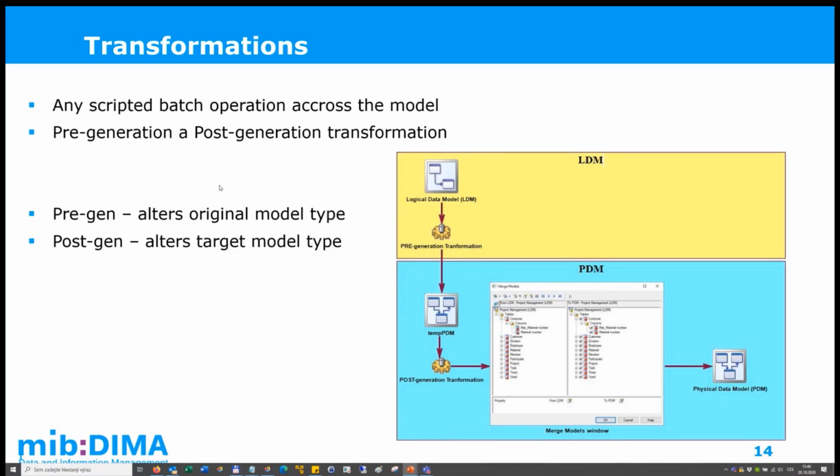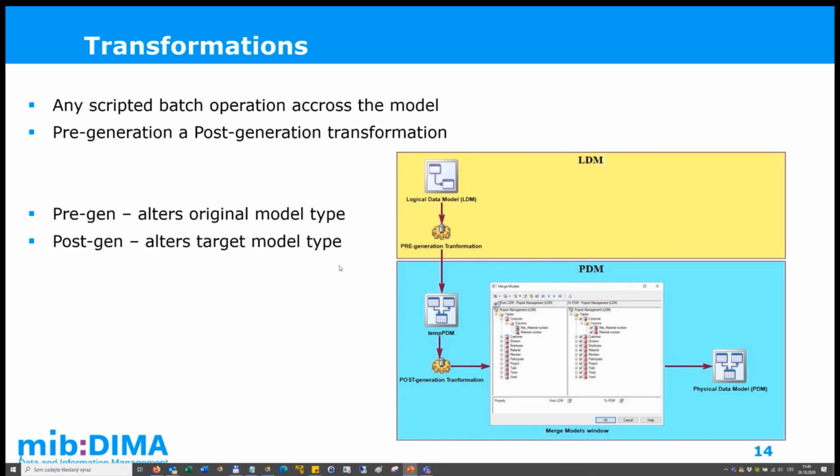And the pre-generation and post-generation transformations allow you to run these transformations as a part of this update process. So pre-generation transformation means that you can modify, by your defined script, the objects in your logical data model. I mean objects like entities, attributes, domains, relationships.